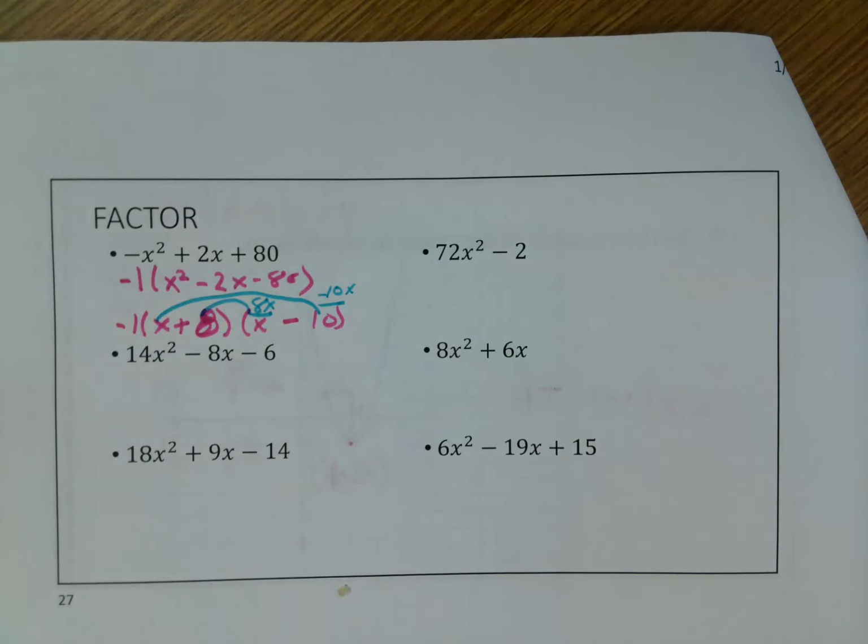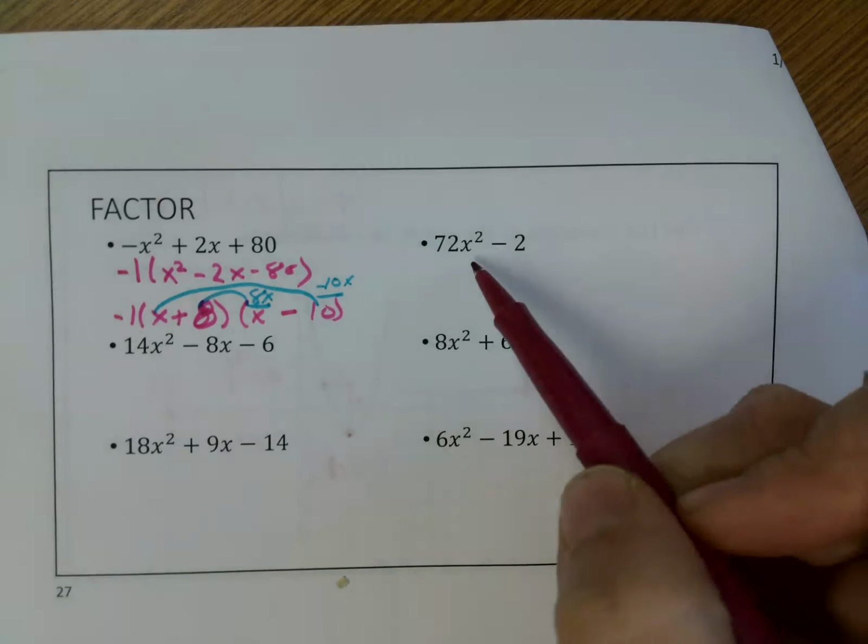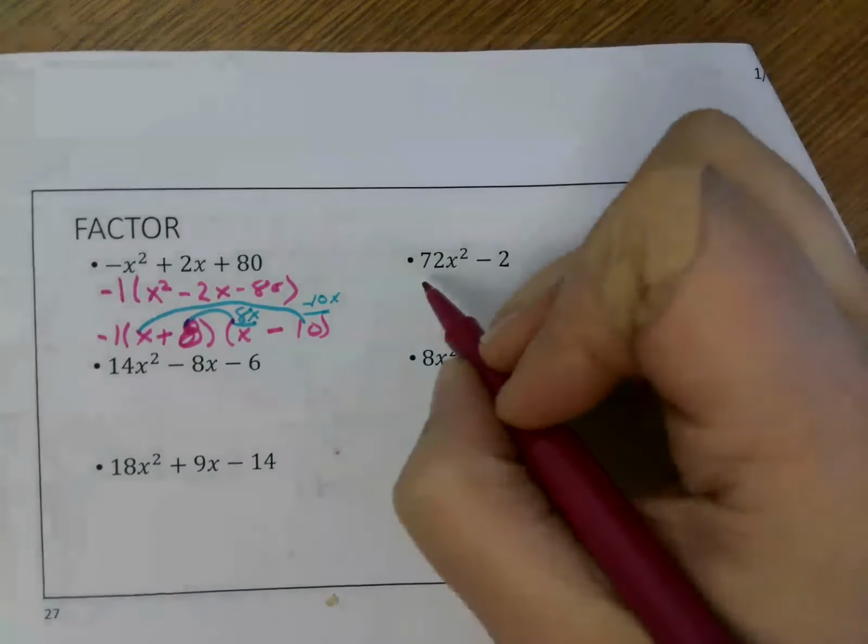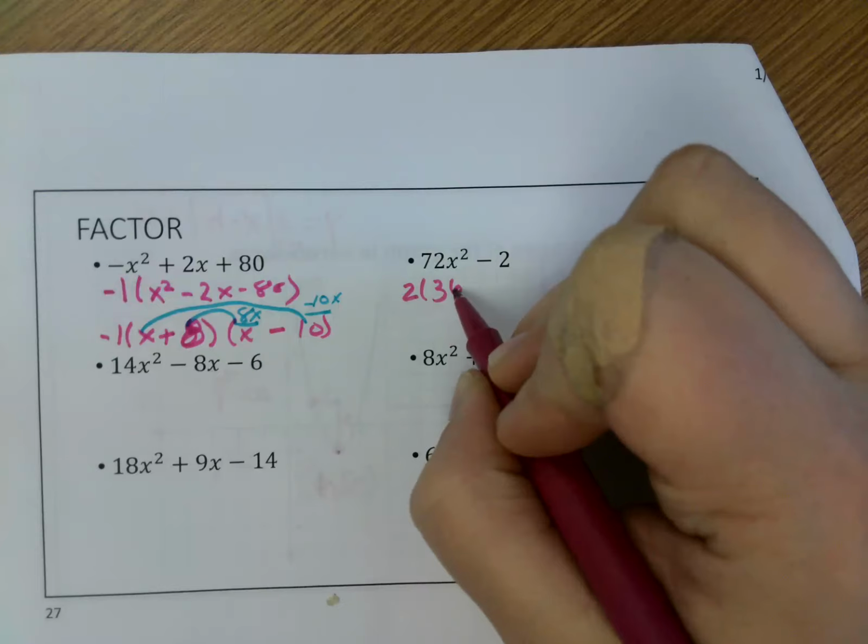So that's completely factored. For this second one right here, well, I can take out a 2 first. If I take out that 2, I'm left with 36x squared.